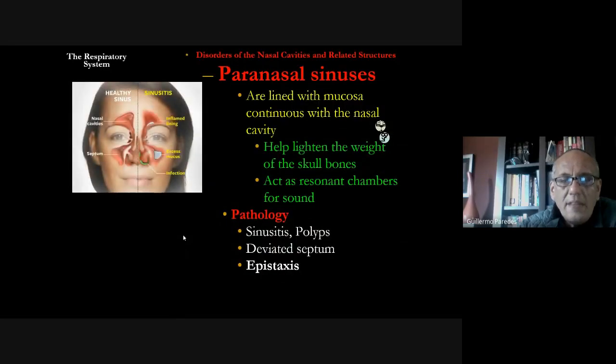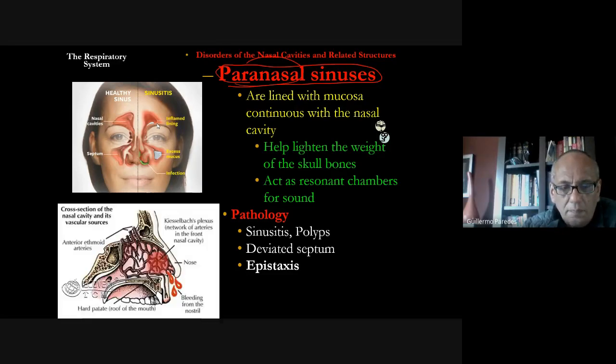All right, so paranasal sinuses, I put that in on purpose, is the same as saying sinuses. It's called paranasal because it's parallel to the nose. But actually, those are sinuses too. It's the same. You can mention that as paranasal or sinuses.